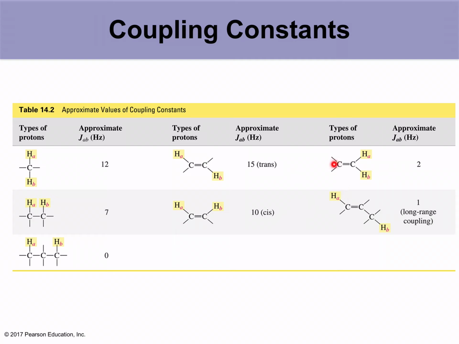And then if you have an alkene carbon carrying 2 hydrogens in different environments, A and B, their coupling constant is about 2. And then the long range coupling through a double bond, 4 bond coupling, 1, 2, 3, 4, is about a coupling constant of 1.